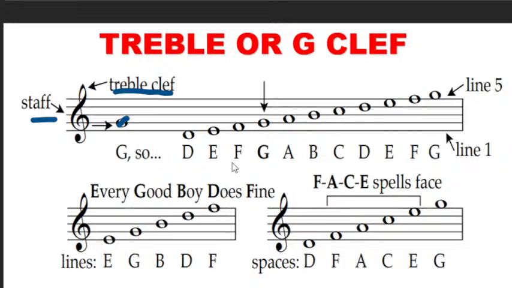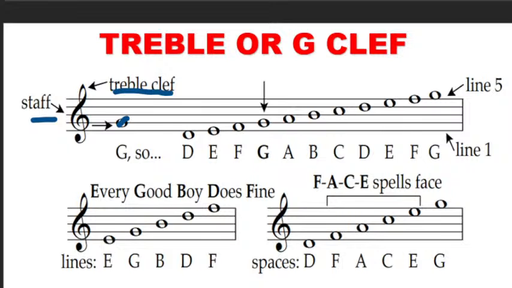So that's why I say every good boy deserves, every good boy does fine, or every good boy deserves food, every good boy drinks Fanta. In the space we will find the word space, so we have F, A, C, and E.